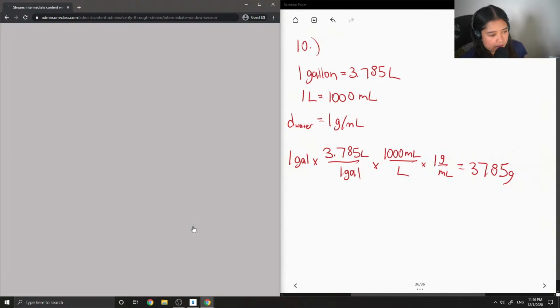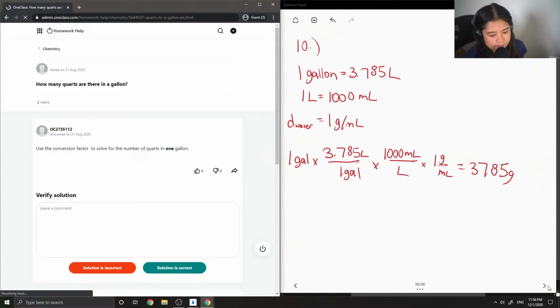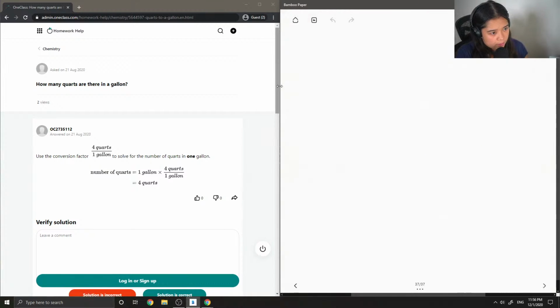And I think we have time for one more question. How many quarts are there in a gallon? So there are, in fact, 4 quarts in 1 gallon.